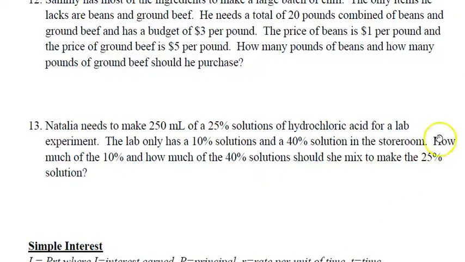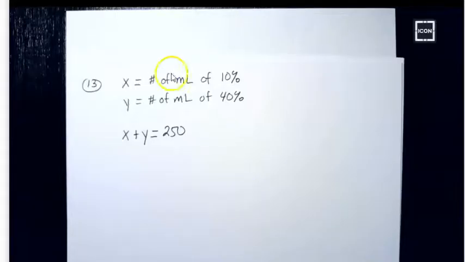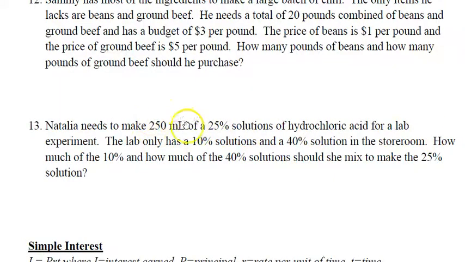All right, so the variables are going to represent the amount of each kind of solution. So let's set those up first. All right, so my variables, I went back to x and y here. X represents the number of milliliters of the 10% solution. Y is the number of milliliters of the 40% solution. And I went ahead and wrote the first equation, x plus y equals 250, because we were told that we had a total of 250 milliliters.